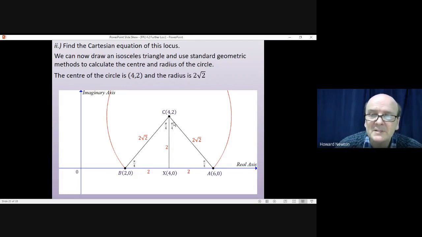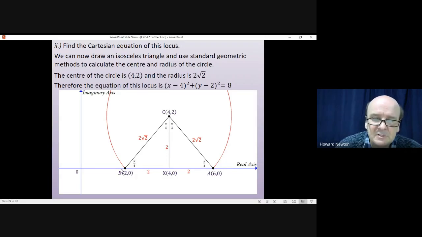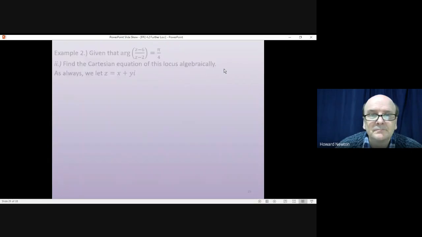We know that the radius is 2 root 2. At that point, you can write down the Cartesian equation of the locus, which will be x minus 4 squared plus y minus 2 squared equals 8. Again, just from 6, 0 to 2, 0, but not including those 2 endpoints.